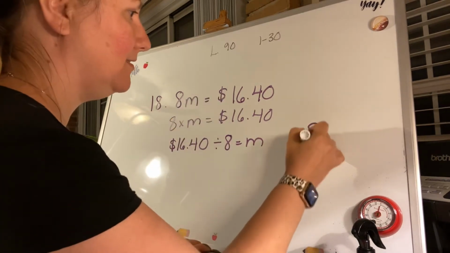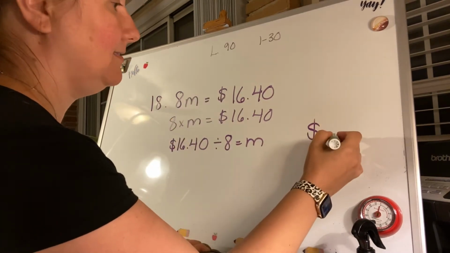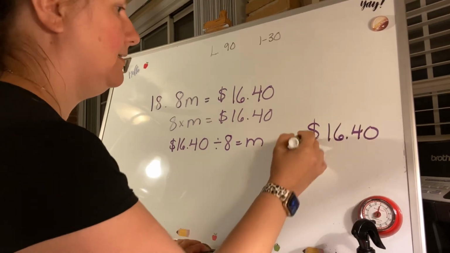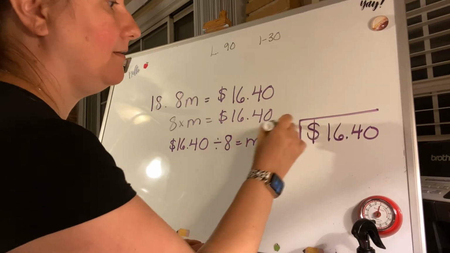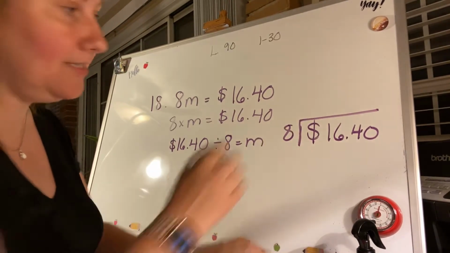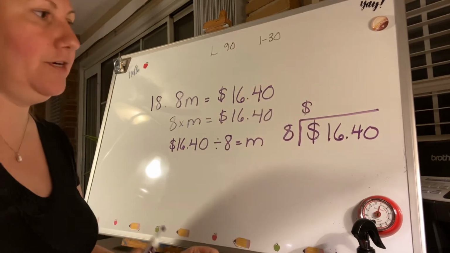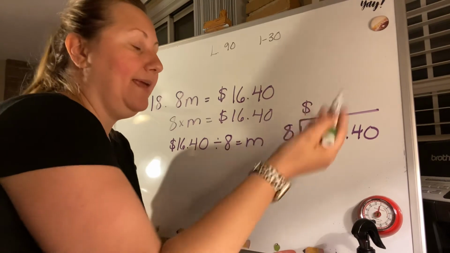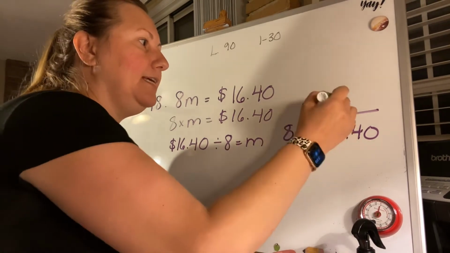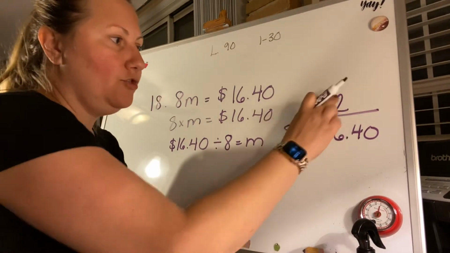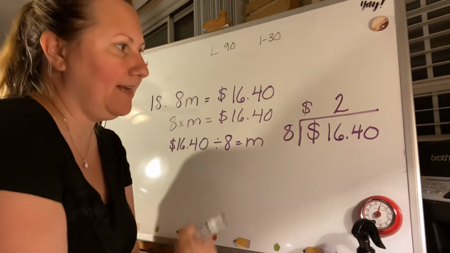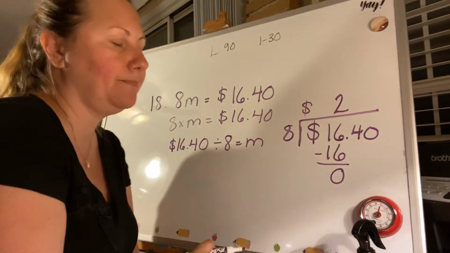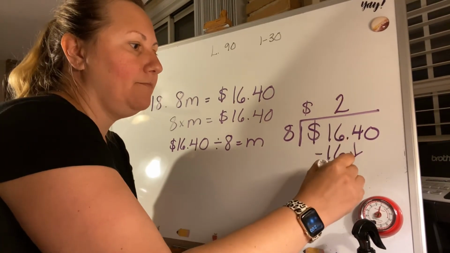So I'm going to work off to the side for a second and say $16.40 divided by 8. Since there's a dollar sign, I'm going to go ahead and put that up there first. 8 into 0 we can't do. 8 into 16 is 2. So we put the 2 over the 6, the last part we're dividing into. 2 times 8 is 16. We subtract. We bring down the next number. It's a 4.